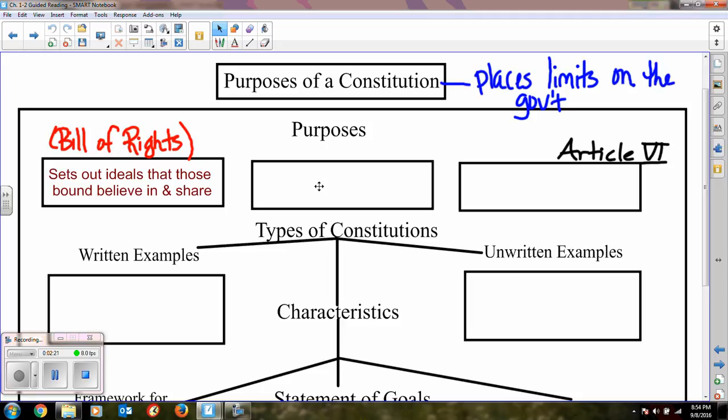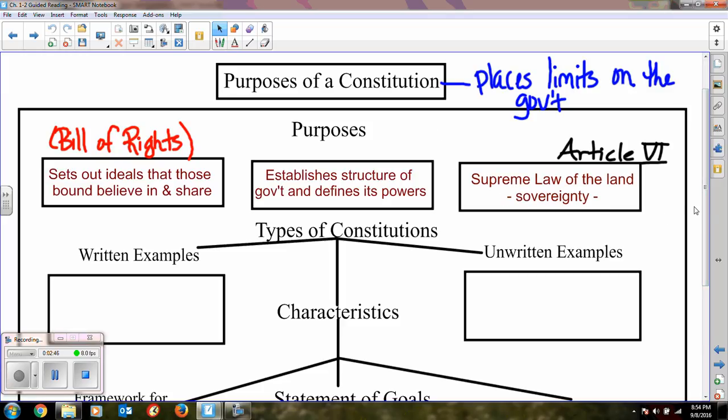A second purpose of a constitution is to establish the structure a government has. So the three branches of government, the executive, the legislative, and the judicial, and what powers they have, and what powers the national government has versus what powers the states have. And speaking of the national government, it is the supreme law of the land. As you can see written here, Article 6 gives our federal government the authority to be the supreme law of the land. They are sovereign.